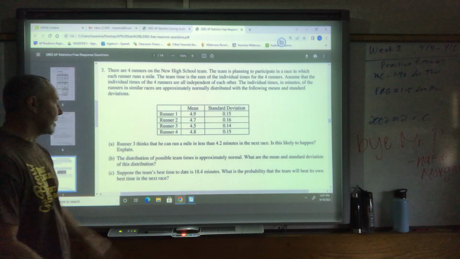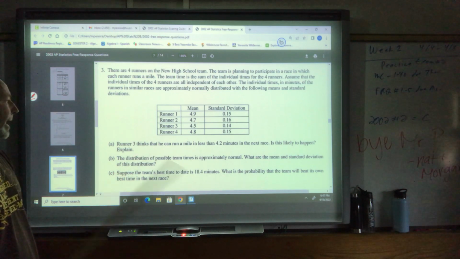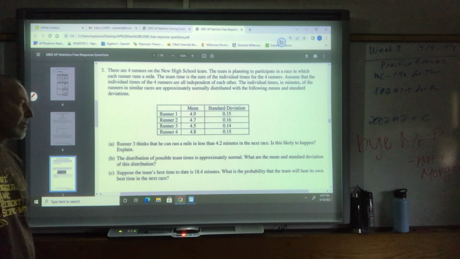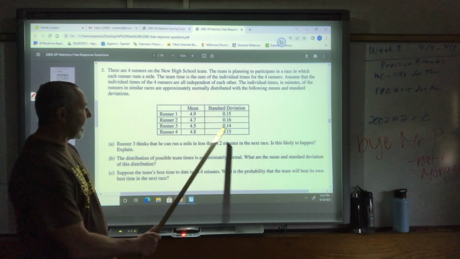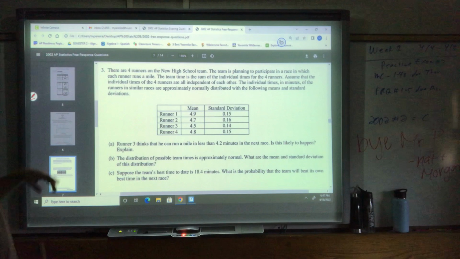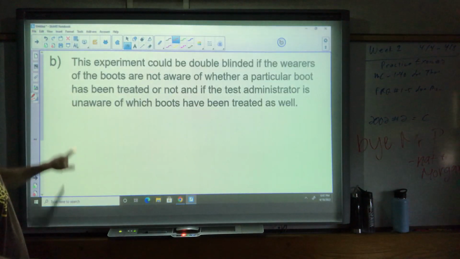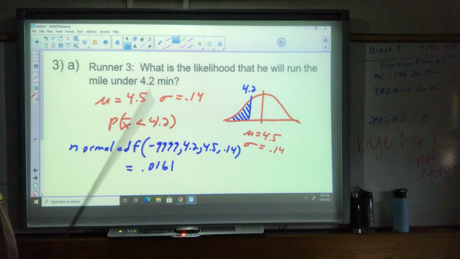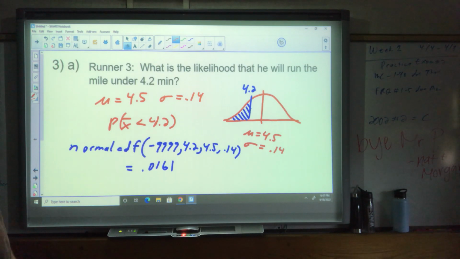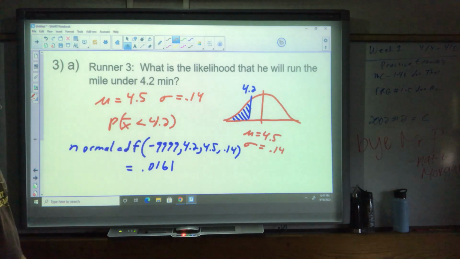Okay, it says runner 3 thinks he can run a mile in less than 4.2 minutes in the next race. Is this likely to happen? So we're going to do normal CDF and find the probability that he will run less than 4.2. Here's runner number 3's stats right there. It's 1 runner, so I don't need to calculate a new standard deviation. So part A, here we go. Runner 3 has a mean of 4.5, standard deviation of 1.14, and we're looking at the likelihood he'll run under 4.2 minutes. The probability that our sample value will be less than 4.2.